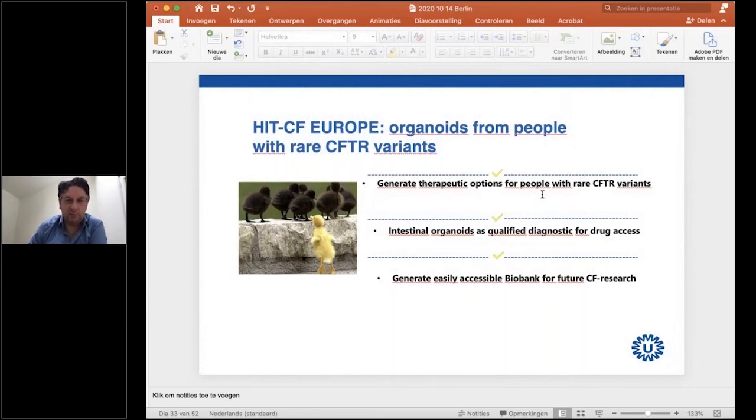So this grant was all about trying to generate therapeutic options for people with these rare variants, and to use intestinal organoids as a qualified diagnostic for drug access. Also, if we generate these organoids from all these people with rare variants who don't have access to current therapeutics, can we store them in a biobank? So this process is still ongoing.